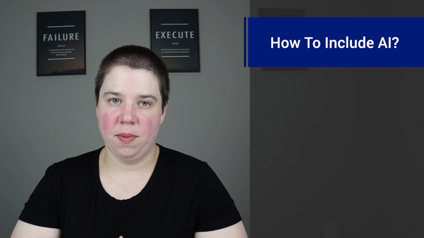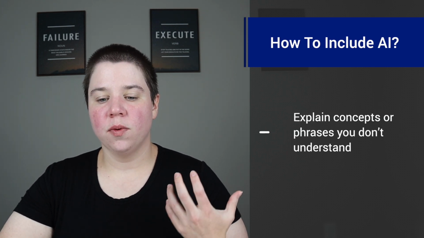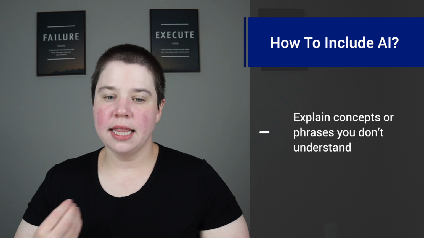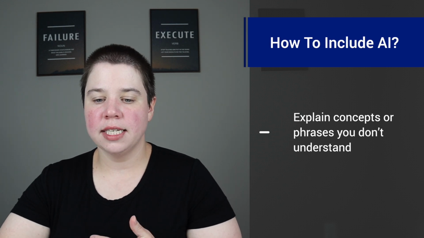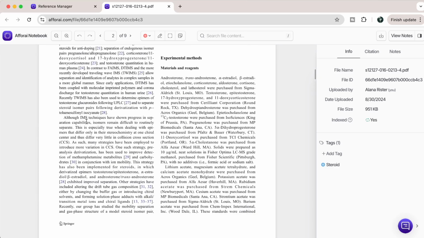The final thing I want to talk about is, how can we use AI to read our papers more effectively? The very first thing we can do is actually work with it to explain things that we don't quite understand, either phrases or anything like that. So if I come up into my introduction here, let's say take this sentence here. This says, this is especially true when dealing with epimers that differ only in their stereochemistry.